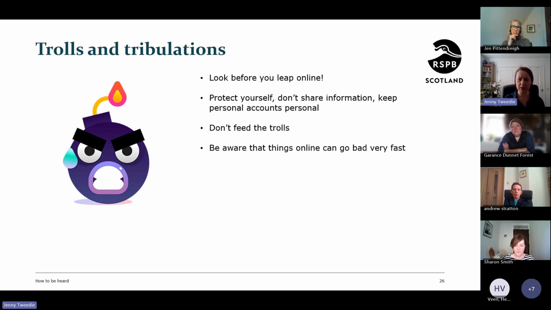Always protect yourself. Protect yourself online. Don't share personal information. Don't put your phone number up. I avoid even having my photo up on things if I possibly can, and keep your personal accounts personal. Quite often for things like Facebook in particular, you're linking your personal account to maybe a group or a page that you're running. Always make sure that there's a barrier there, a wall that people can't reach you through and can't get in and see your personal information.